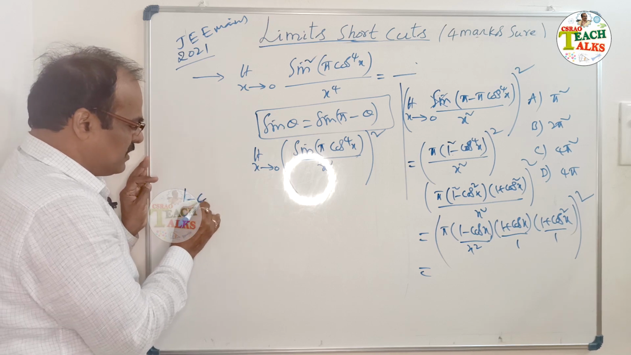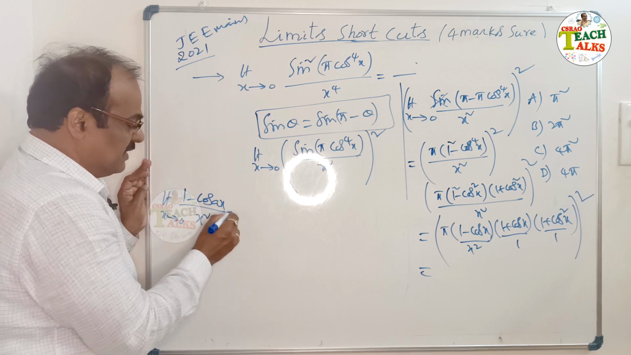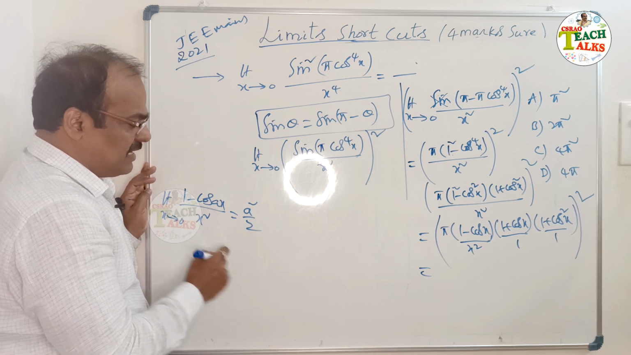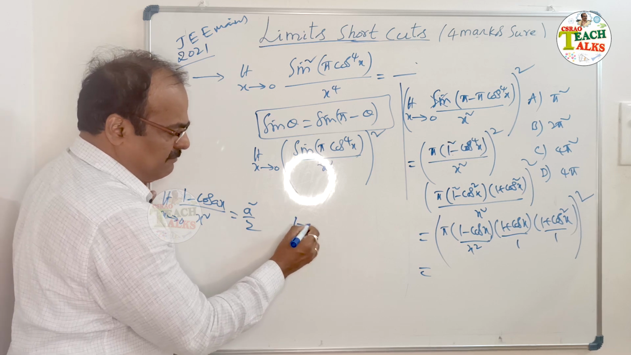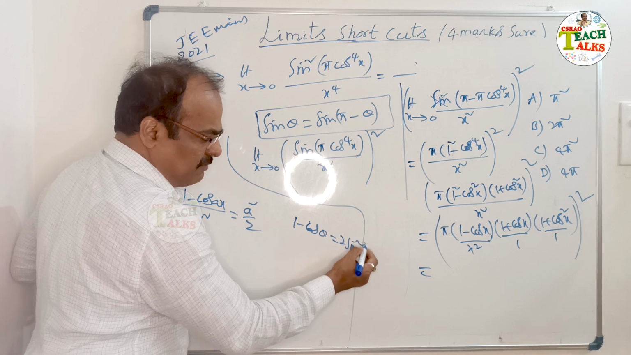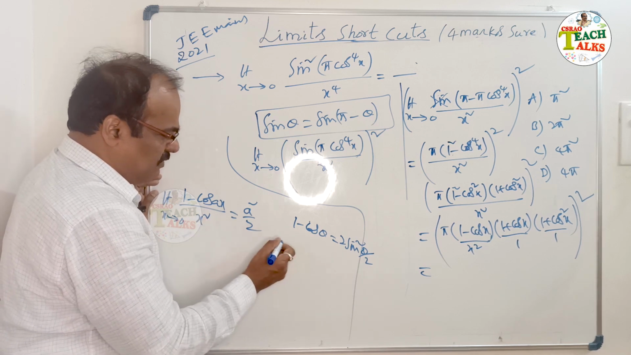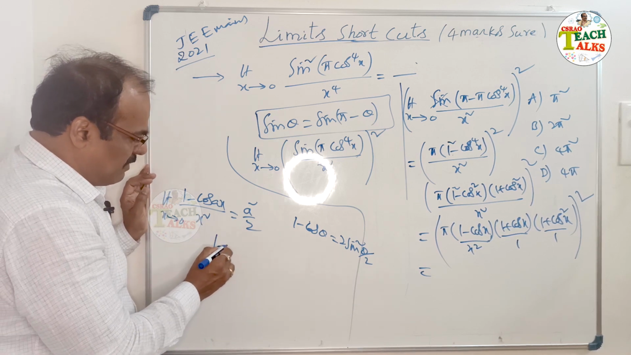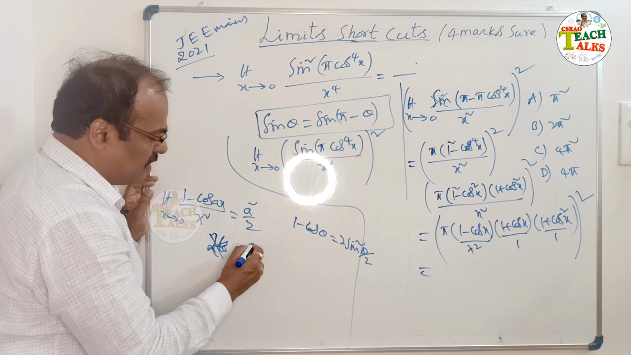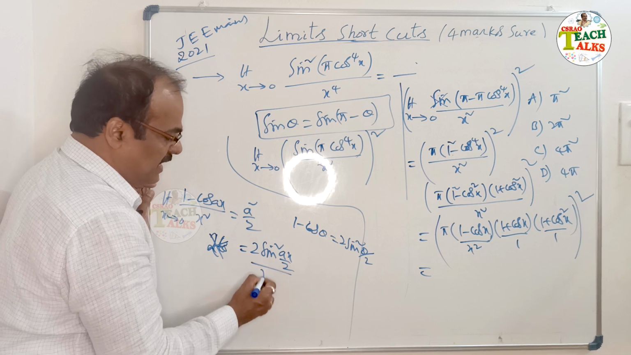Limit extends to 0 of 1 minus cos ax by x square is a square by 2. How can you get this one, sir? Just see, 1 minus cos theta is 2 sin square theta by 2, the half angle. You can use that one only. Here, 1 minus cos ax means 2 sin square ax by 2, by x square.